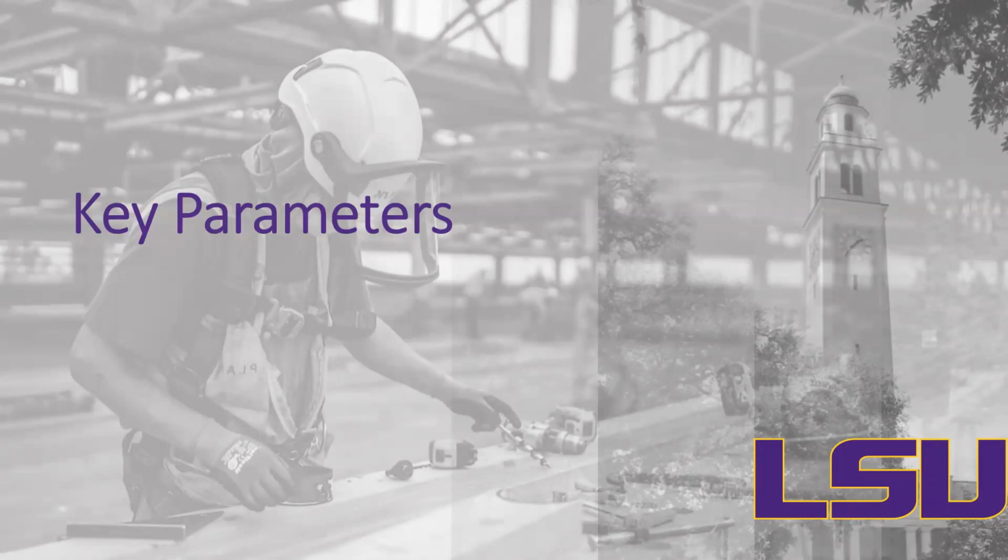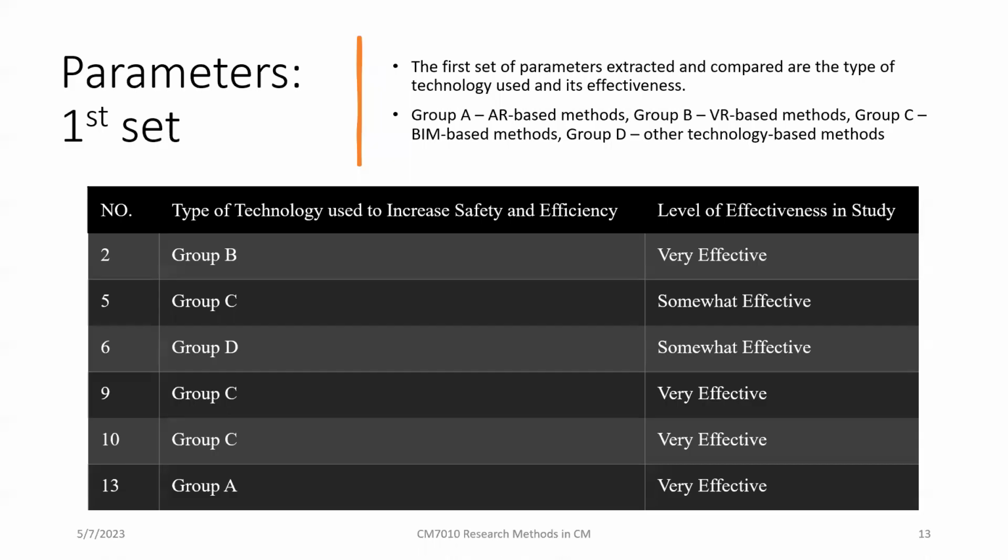The key parameters will now be examined. The first set of parameters extracted and compared are the types of technology used and its effectiveness. Group A represents AR-based methods of technology.